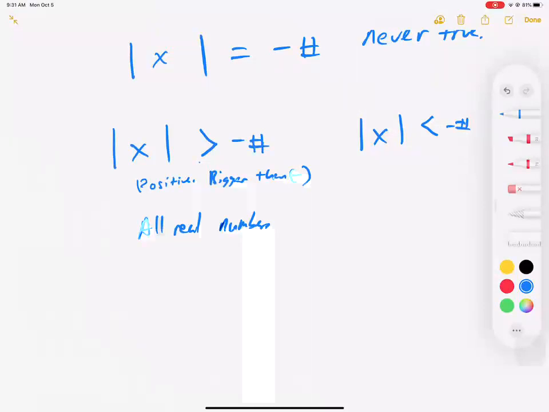But on the right here, is it true that positive numbers are less than negative numbers? This is never true. So no solution.